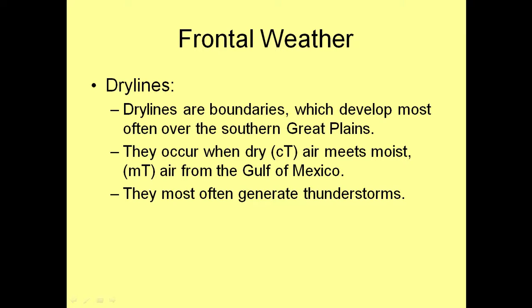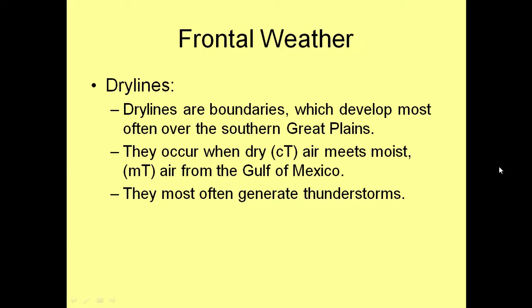Dry lines are boundaries between continental tropical air and maritime tropical air. So they're two heat sources, or two hot air masses, just with two very drastic humidity differences. And because of this, they often generate some severe thunderstorms.